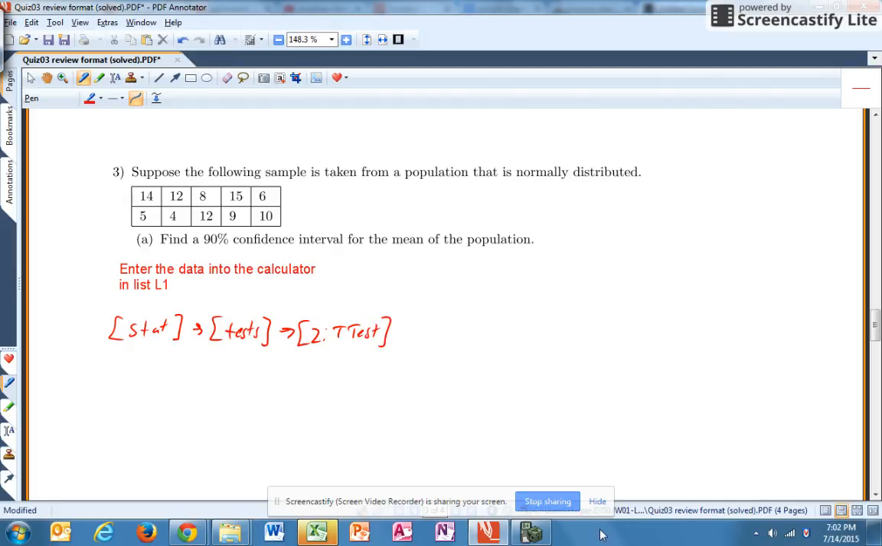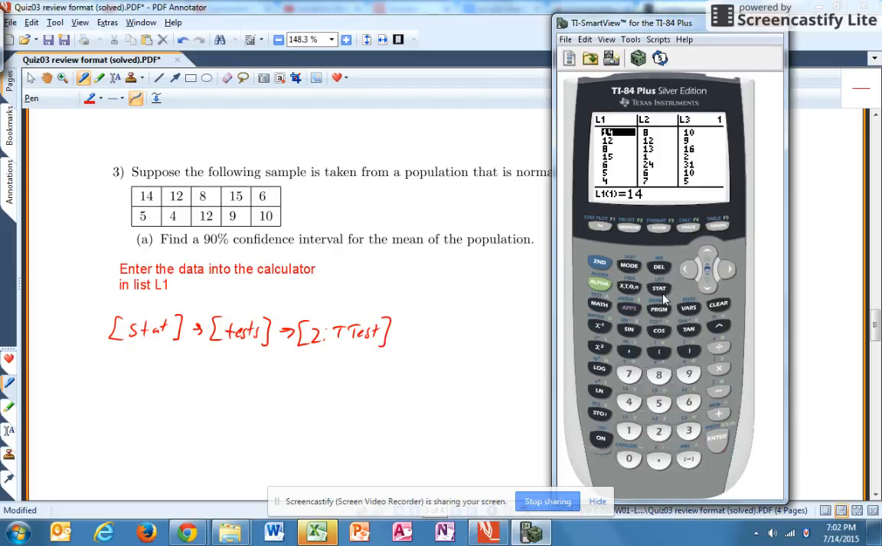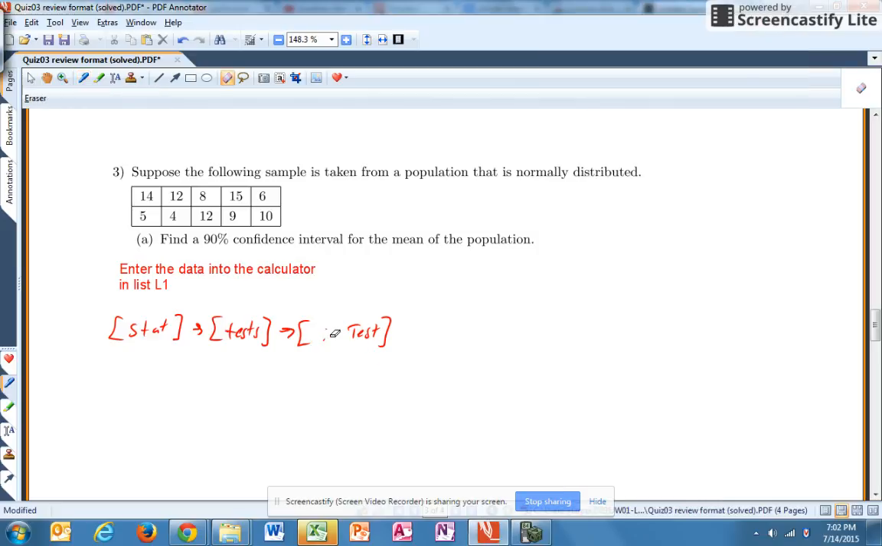Now we did one of these a minute ago, but when we did it before, we had the statistics for the sample. This time we have the actual raw data. So when I do a t-test, I'm going to go over to data, and I'm going to, oops, I'm sorry, I'm jumping ahead of things. T-test is for hypothesis testing, and right now all we're going to do is confidence interval. So I'm going to go to number 8, T interval.